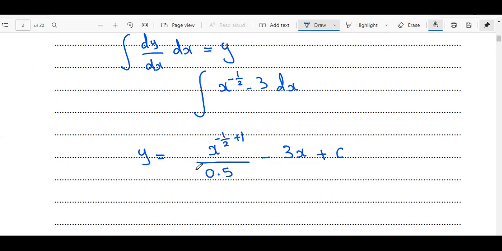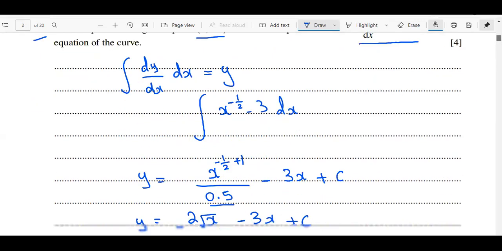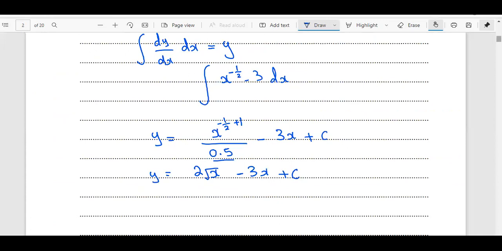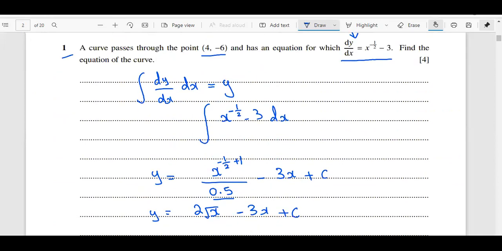Okay, I'll simplify this. So this 0.5 can be written as y equals 2 under the root x minus 3x plus c. And after this, I'm not done yet. I've told you earlier as well. We need to do what? What is the next step? Can anyone tell me? What is the next step? Just to find c. Yeah, to find c, right? Very good. We need to find c. Excellent, Haris.